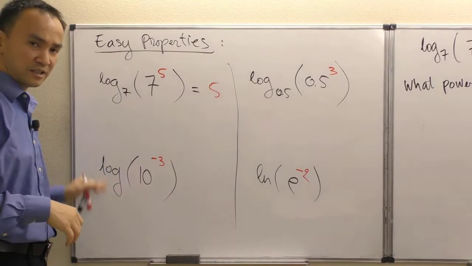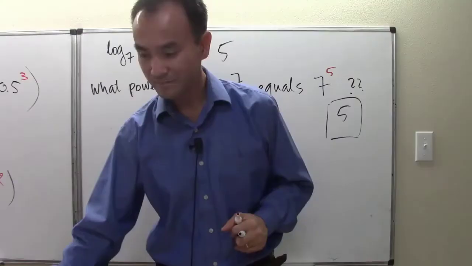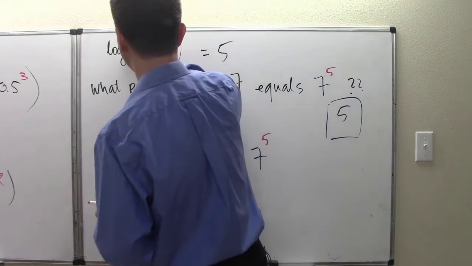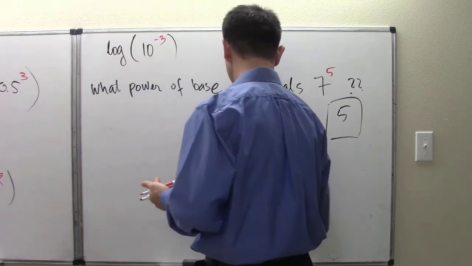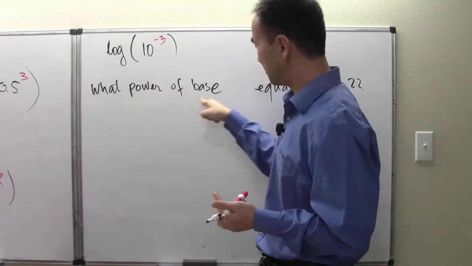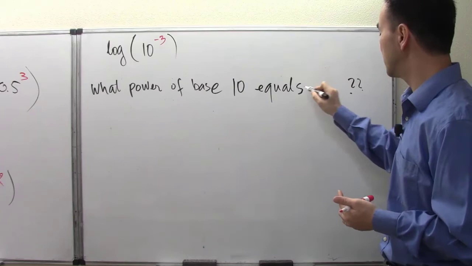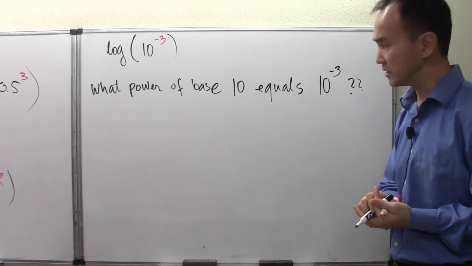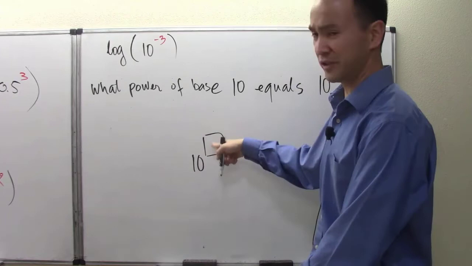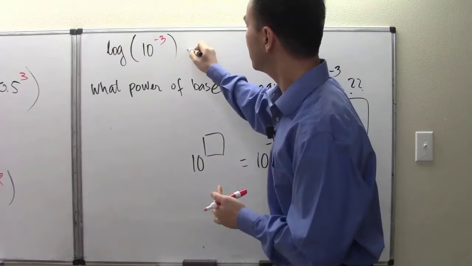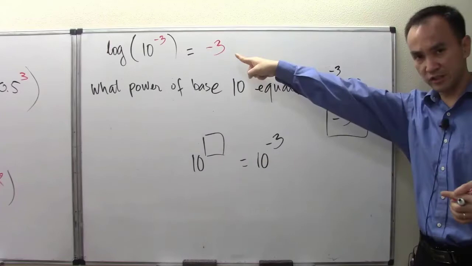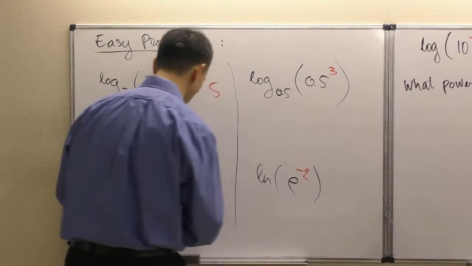Log base 10 of the argument here, which is 10 to the negative 3 power. Log base 10 of 10 to the minus 3 power. Once again, as a formal question that explains the logarithm: what power of base 10 can equal 10 to the negative 3 power? And if we need that picture, then draw the picture: 10 to some unknown power equals 10 to the negative 3 power. The answer here has to be minus 3. So we found the answer to another logarithm: it equals negative 3.